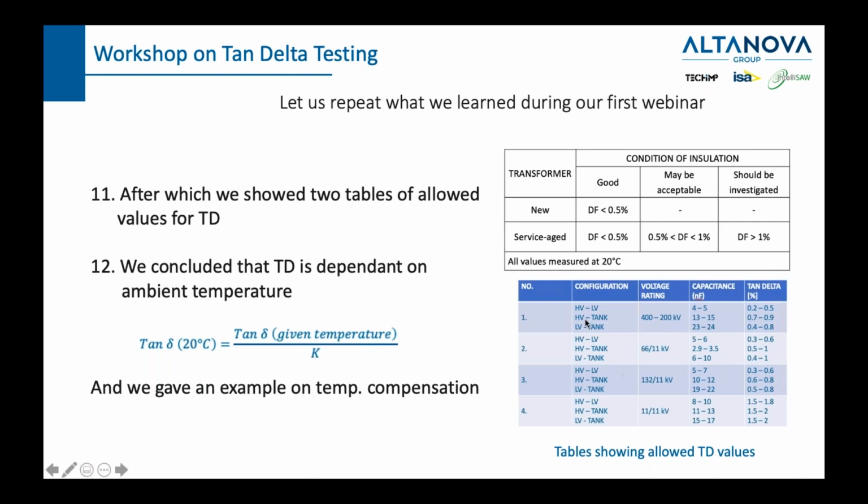Also, we spoke about the fact you can see that all these values are measured at 20 degrees Celsius. They're measured at 20 degrees Celsius because the tan delta is dependent very much on the temperature. So if it's dependent on the temperature, we also saw that if you measure tan delta at 70 degrees Celsius, and we are measuring the temperature of the oil, in that particular case, that means that it is like 1% at 20 degrees Celsius. So we need to take that in mind and also compensate the tan delta temperature-wise. That is something which our test sets can do automatically.